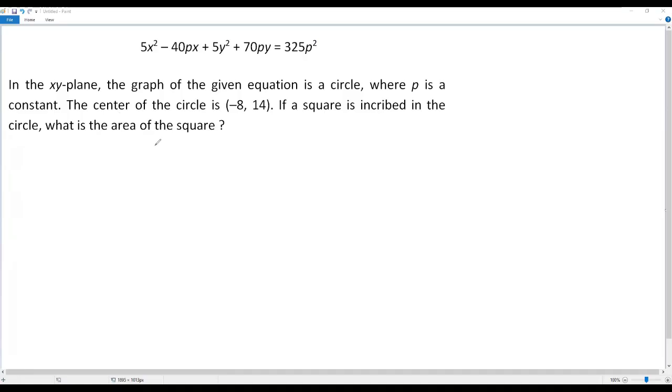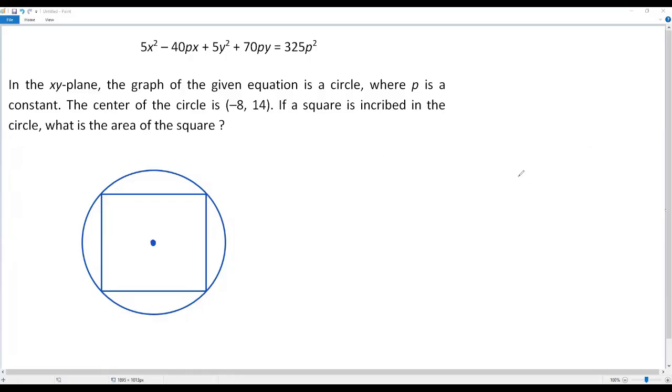First, let me draw a circle in which a square is inscribed. Here I have drawn a circle in which a square is inscribed, and here we have the center of the circle, that is (−8, 14). Now let me draw the diameter of the circle. Okay, here I have drawn a diameter for the circle. Actually, the diameter I have drawn represents the diagonal of the square.